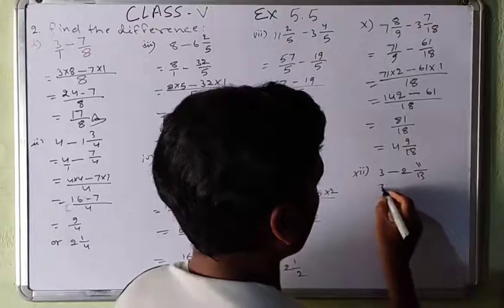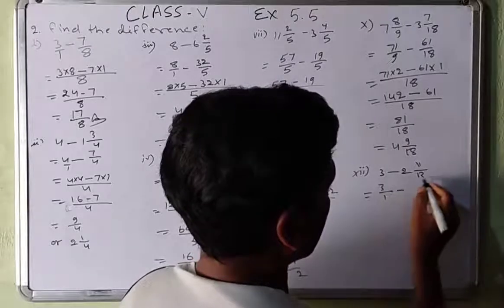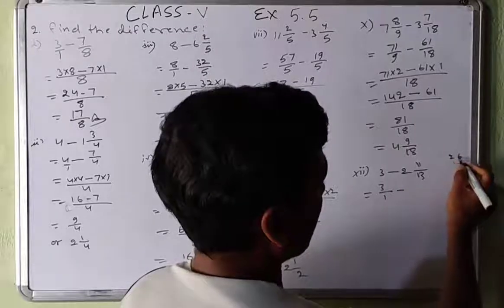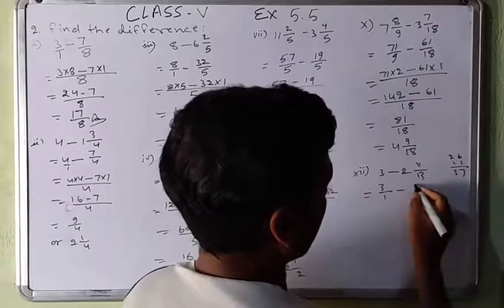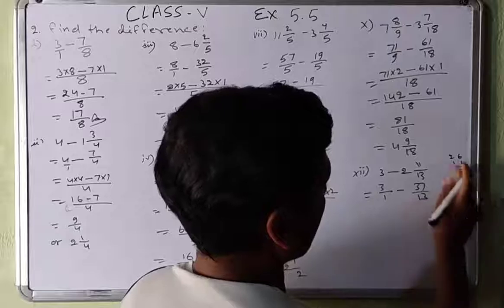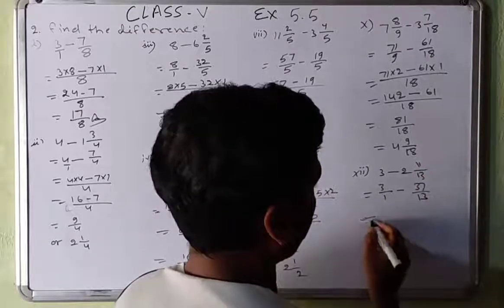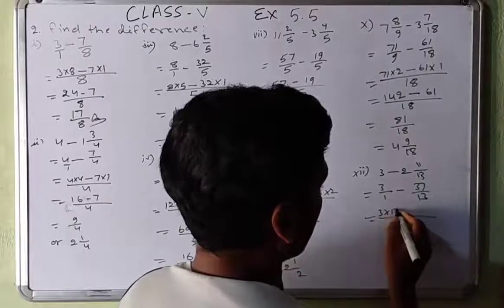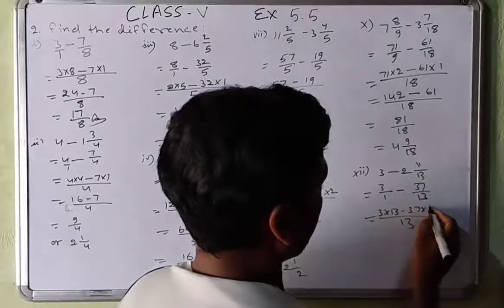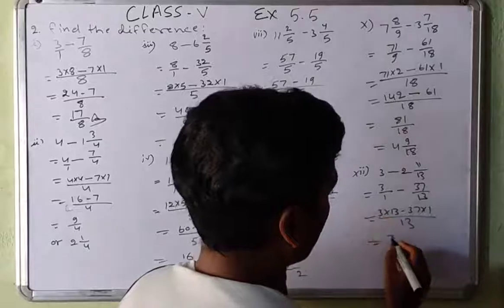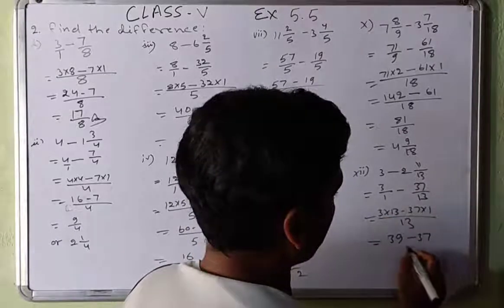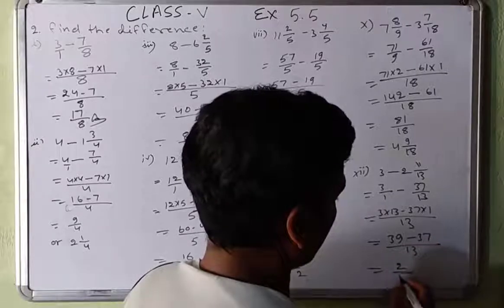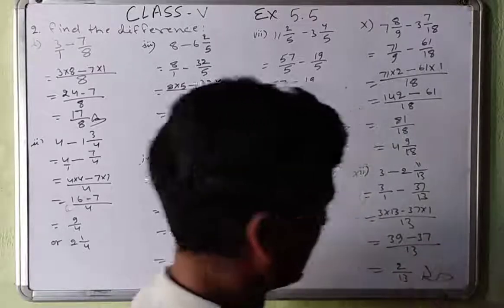So 3 upon 1 minus 13 twos are 26, and then 11, 37, 37 upon 13. So 13 is the LCM. So 13 multiply 3 minus 37 multiply 1. So 13 threes are 39 minus 37 ones are 37, upon 13. So the difference is 2. That is the answer. Okay.